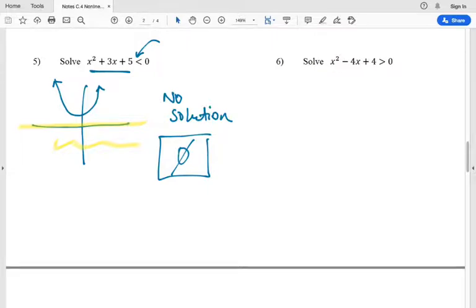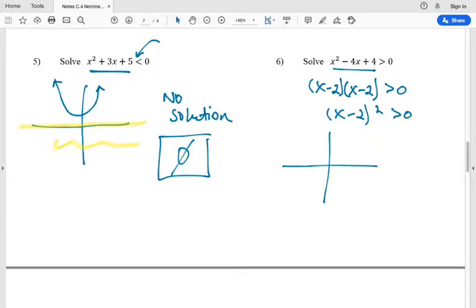On number 6, if we were to factor this, it would factor to be x minus 2 times x minus 2 is greater than 0. Or you could say x minus 2, the quantity squared, is greater than 0. If you were to graph that, at +2, you have an x-intercept, just 1, and then it bounces at that location. And you're looking for where it's greater than 0, not greater than or equal to 0, just greater than. Well, at the x-intercept right there, it's equal to 0, so you need to exclude that value.